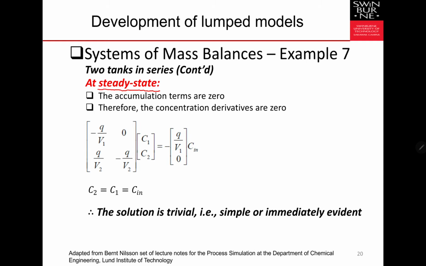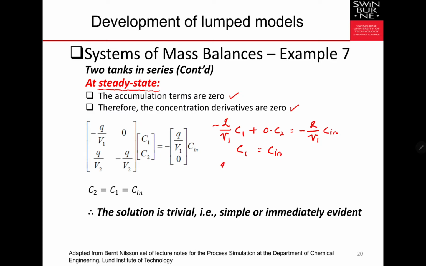If it is at steady state, then the accumulation terms will become zero, and therefore the concentration derivatives will become zero as well. Okay, so what is implied by this matrix is that minus Q over V1 multiplied by C1 plus 0 multiplied by C2 will be equal to minus Q divided by V1 multiplied by the inlet concentration. So as a result, C1 will be equal to the inlet concentration.